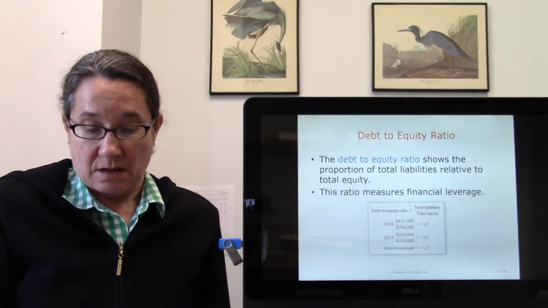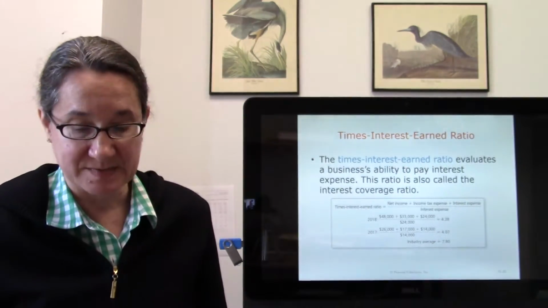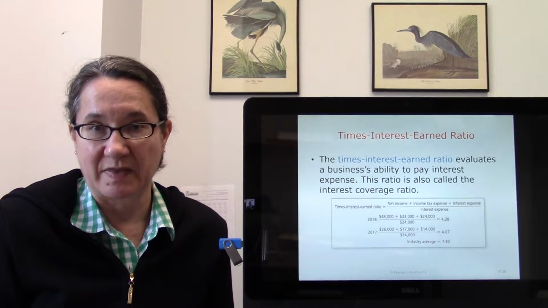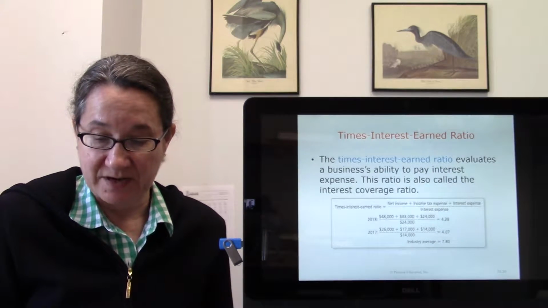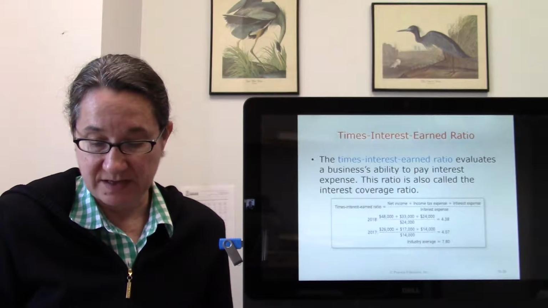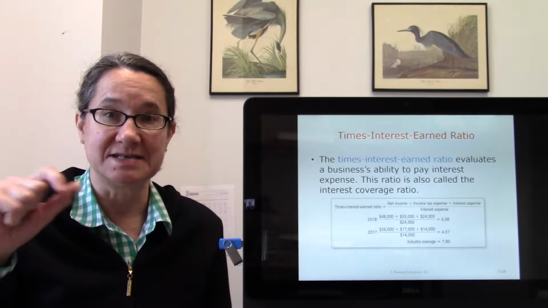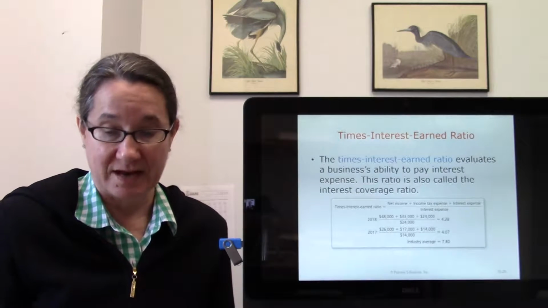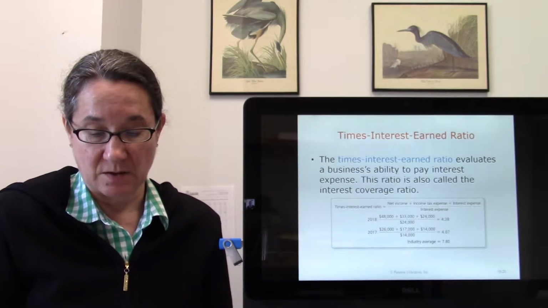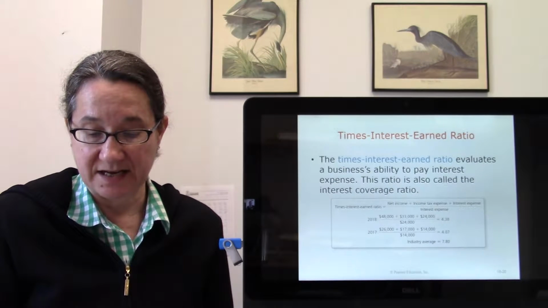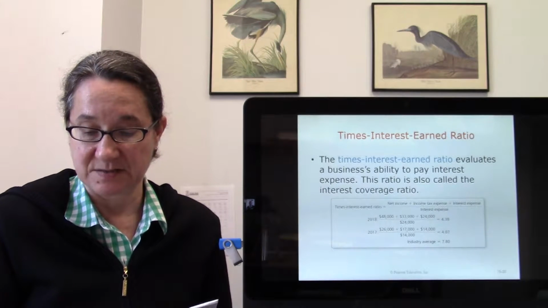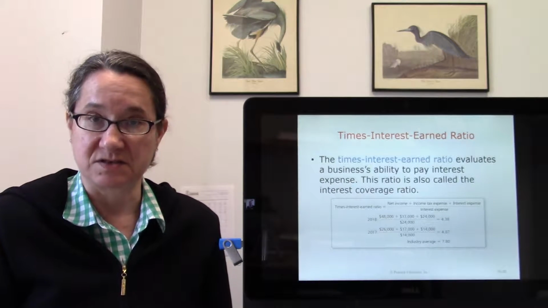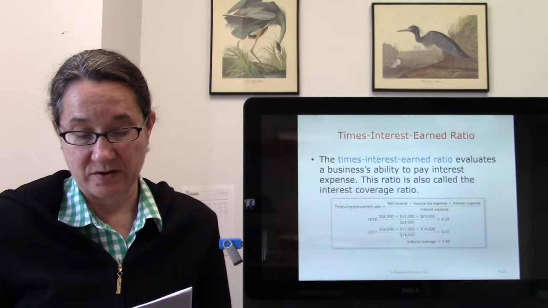All right, next, times interest earned ratio. Right, so you have to cover your interest expense. I talked about that a little bit ago. Times interest earned ratio evaluates the ability to pay the interest expense. So the more debt you have, if you have more debt than equity, right, you're going to have to cover that interest. So you have to think about that. So times interest earned ratio equals net income plus income tax expense plus interest expense, all right, divided by interest expense. So it tells you how well you're covering it.